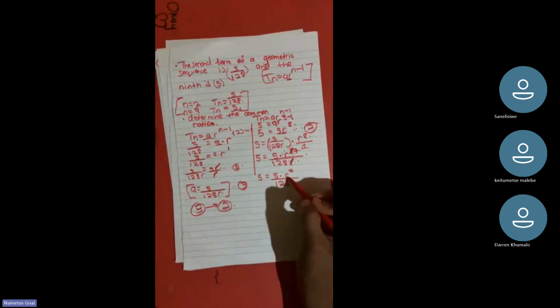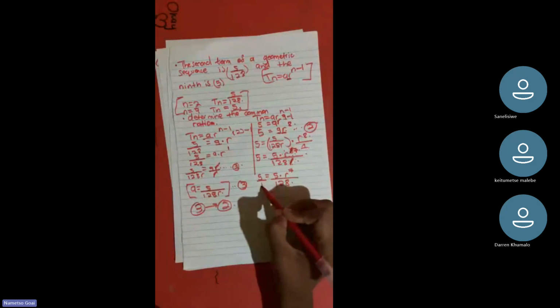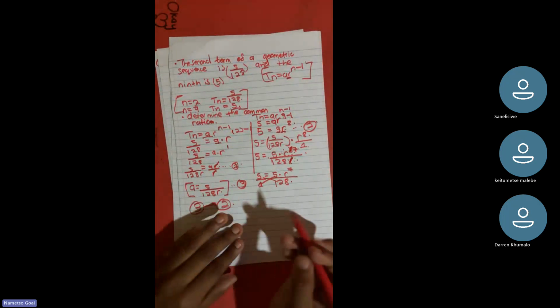Right. So now, because we're trying to figure out what this R raised to the power 7 is, you can just make this a fraction as well so that you're able to cross multiply. The reason why you're cross multiplying is so that you can have this R raised to the power 7 by itself so that you can actually solve for it.